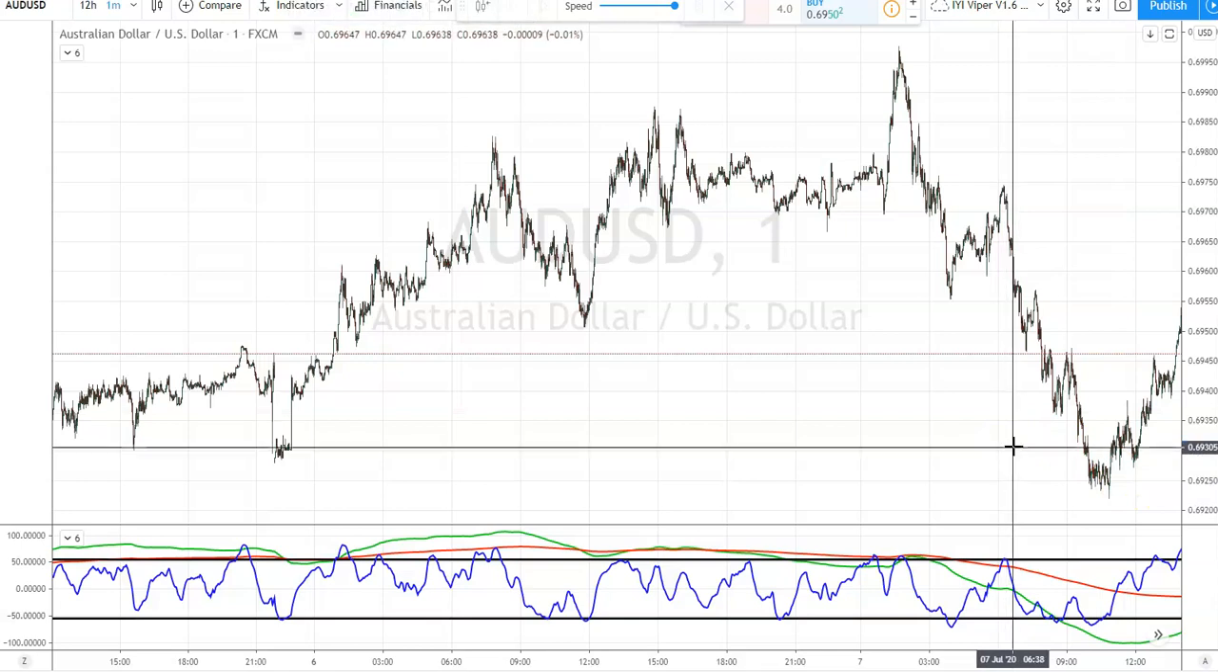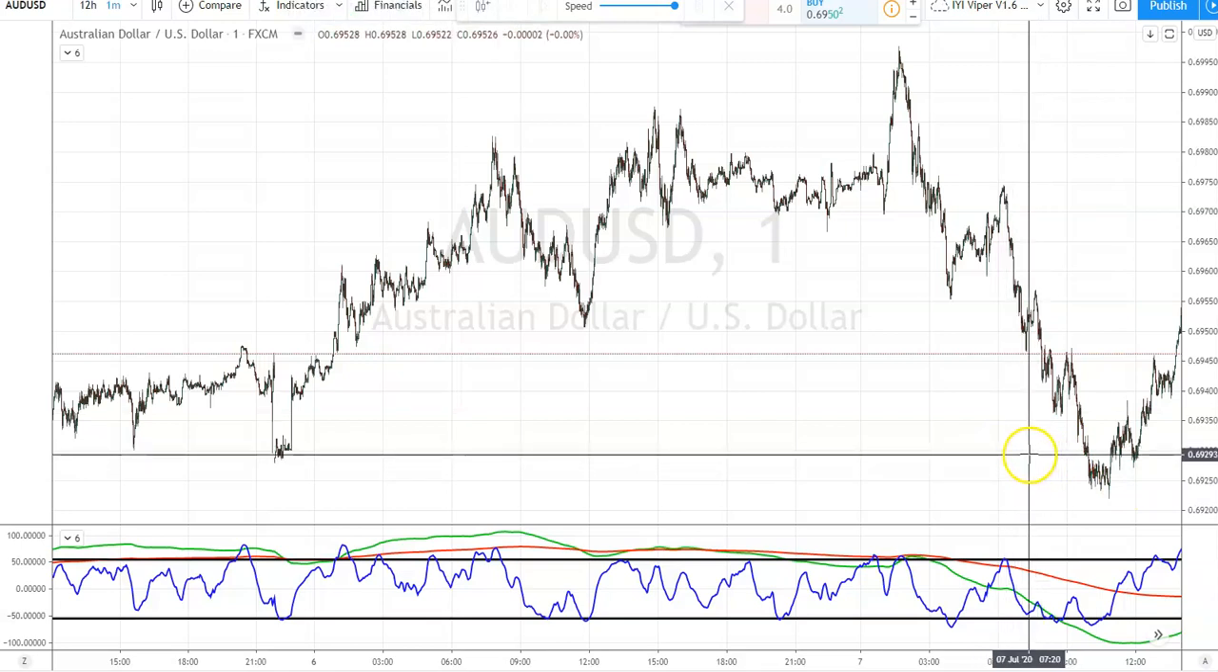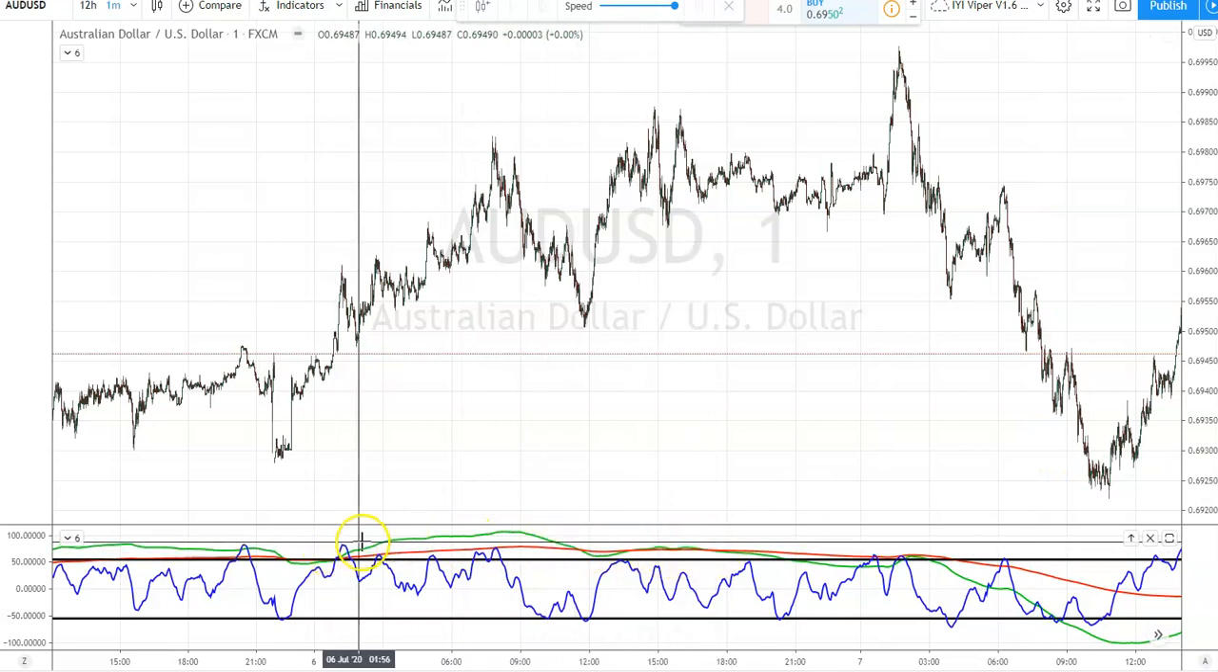Now you can get periods where you get a long run, but you'll get this situation where the price will remain in overbought conditions for a long time.